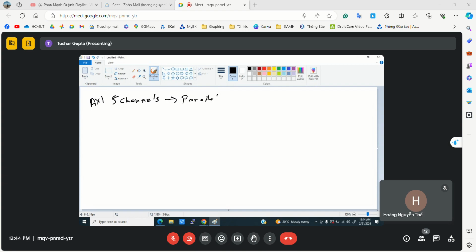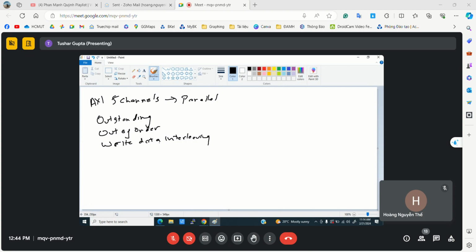Which gives us the benefit of reading and writing in parallel, which gives me the benefit of creating outstanding transactions, out of order responses, and data interleaving. We have multiple benefits of the multiple channels working in parallel.